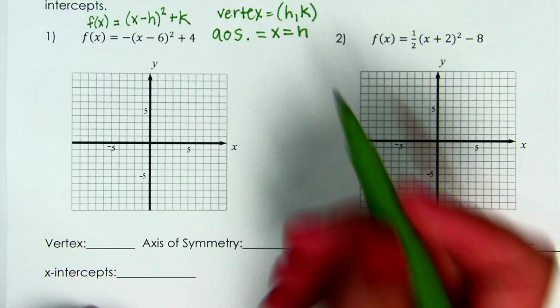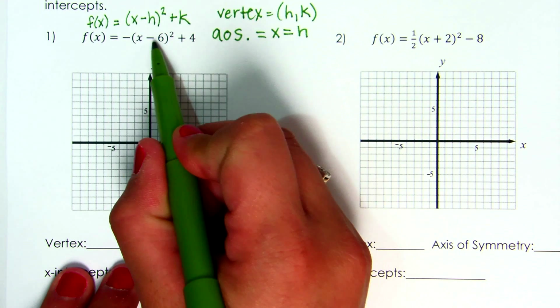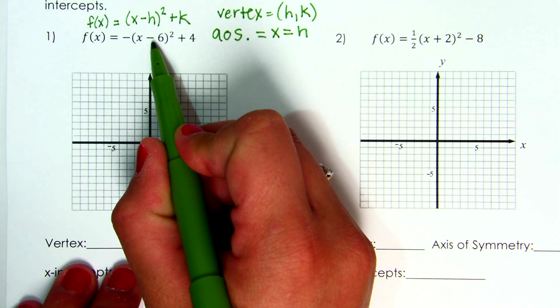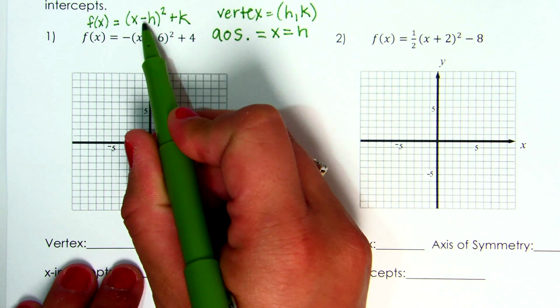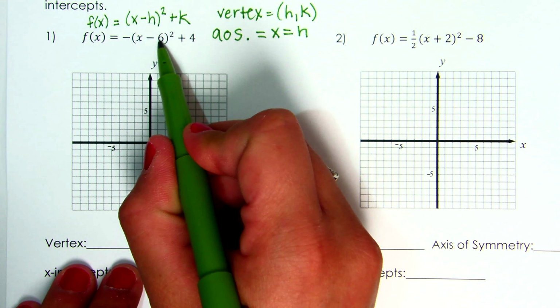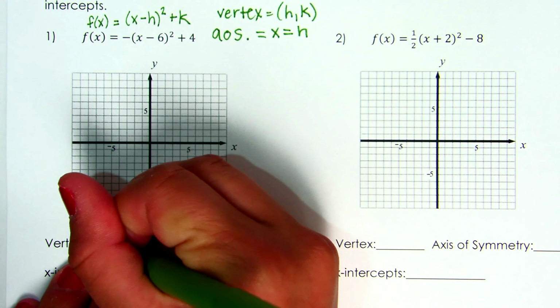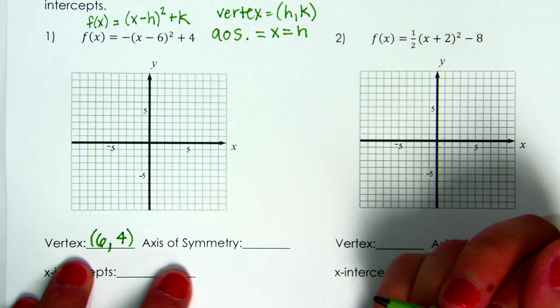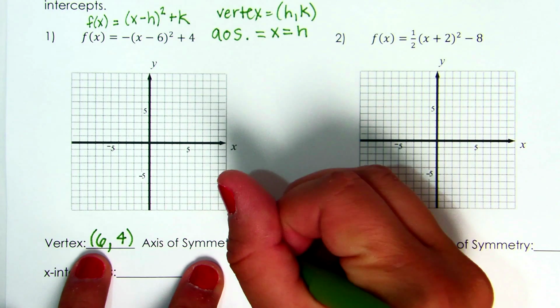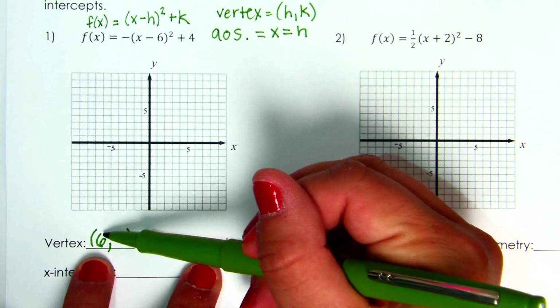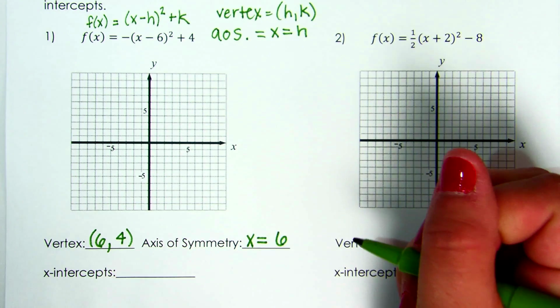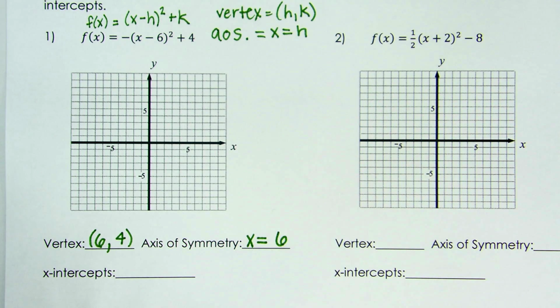So first we need vertex (h, k). My h is the opposite sign of what I read. Right here it says minus 6, but the minus belongs to the equation. So it's just h is 6, and then k keeps the sign, positive 4. And then my axis of symmetry is x equals, and it matches the x value of the vertex, 6. Then to find my two x-intercepts, I'm going to get my calculator.